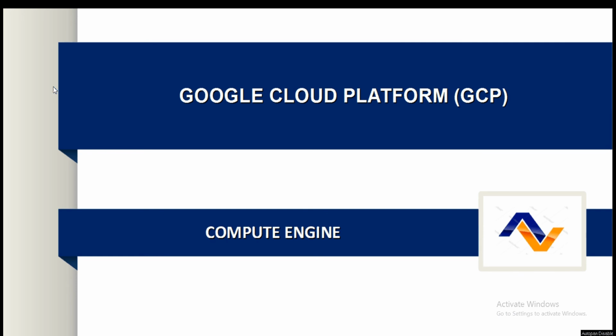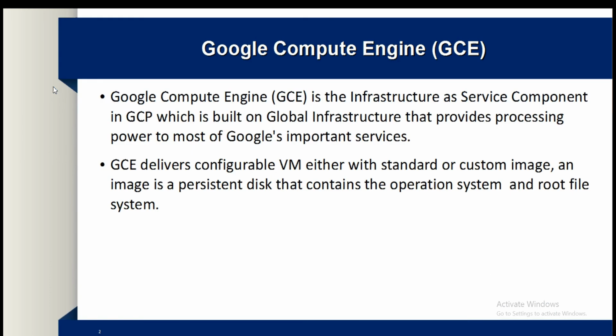So this is a section on Google Cloud Platform, that is GCP. In this section we will see the Google Cloud service, that is Compute Engine. Google Compute Engine, that is GCE, is the infrastructure as a service component provided by Google Cloud Platform, which is built on global infrastructure that provides processing power to most of Google's important services. GCE delivers configurable VMs with either a standard or custom image. An image is a persistent disk that contains the operating system and root file system.